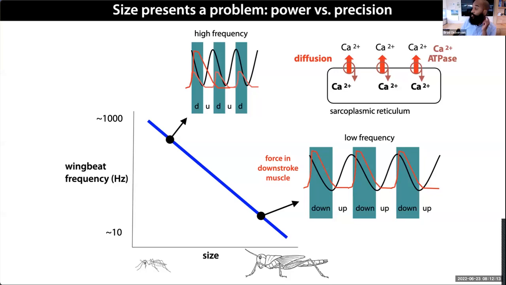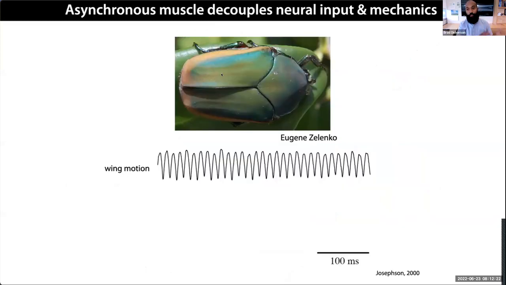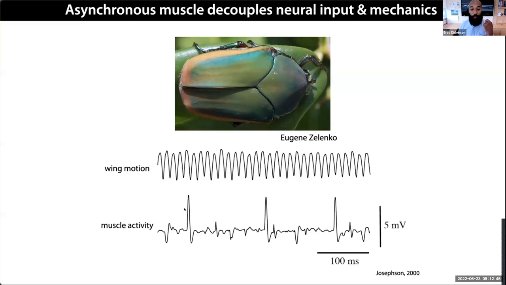And so a number of flying insects have evolved a really unique mechanism for flapping their wings, where they decouple the neural input from the mechanics of flapping. So if we take a look at this Japanese beetle, which are now out and about where I am, if we were to just track wing motion, it's flapping its wings rather normally. And if we were able to record from the muscles generating the flapping motion, we'd see something pretty surprising: just one muscle action potential for a number of contractions throughout flight. So we're decoupling neural input and mechanics.